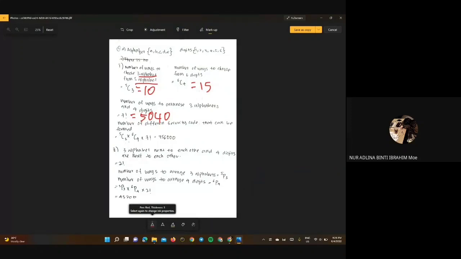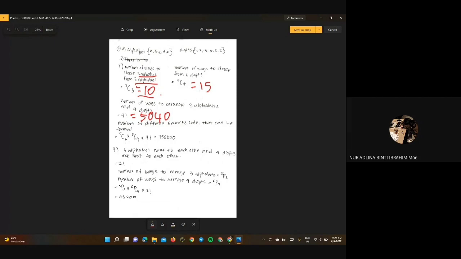Okay, tonight we will discuss part A, which is group discussion. Our group chose question number 2. The alphabets given are A, B, C, D, and E. The digits given are 1, 2, 3, 4, 5, and 6. Question 2A1 asks the number of ways to choose 3 alphabets from 5 alphabets. The solution is 5C3 equal to 10.